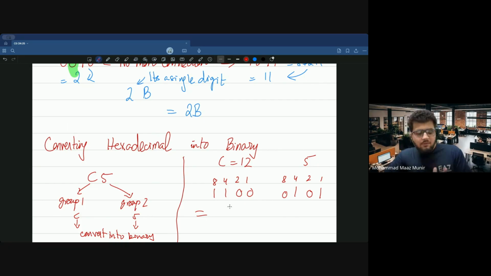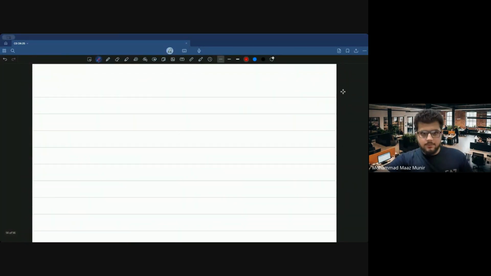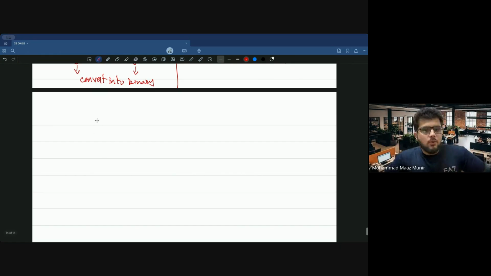So now, previously, if you remember, what did we do? We broke the big binary digit into two groups. Now we need to join the two groups. So it's going to be 1100 0101. Exactly. Perfect. Straightforward question. Now, other thing. They can usually sometimes give you a bigger value.